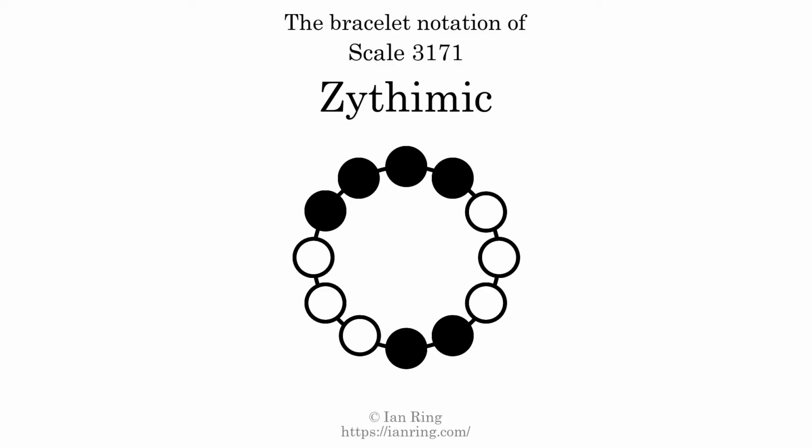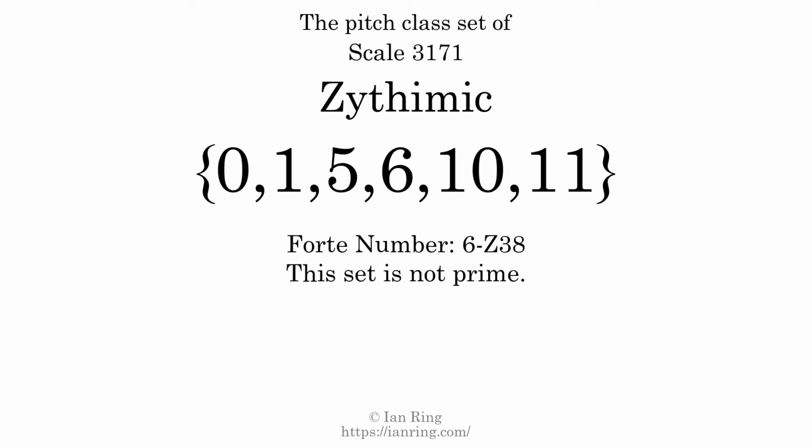This is a bracelet notation diagram of scale 3171. The shaded circles represent tones that appear in the scale, and they are read clockwise, starting at the top. The pitch class set for this scale is 0, 1, 5, 6, 10, 11.